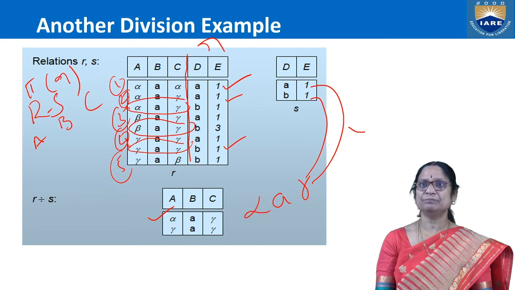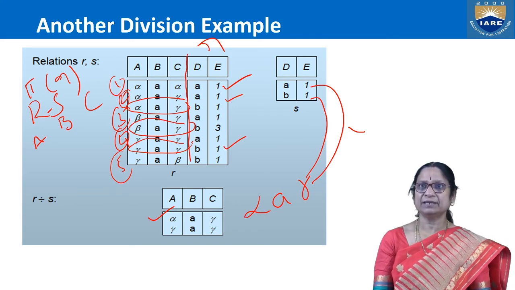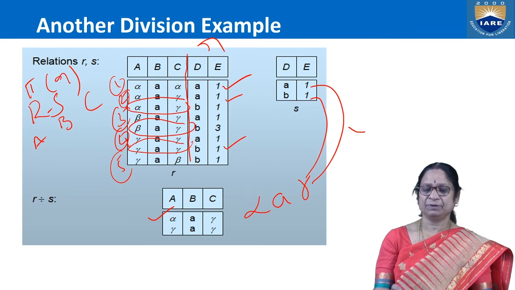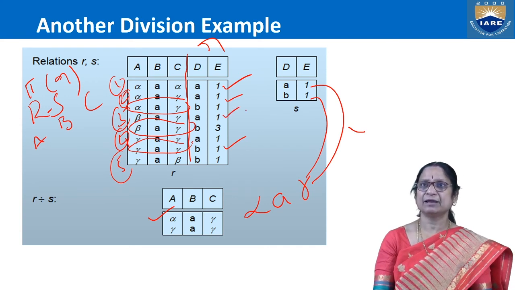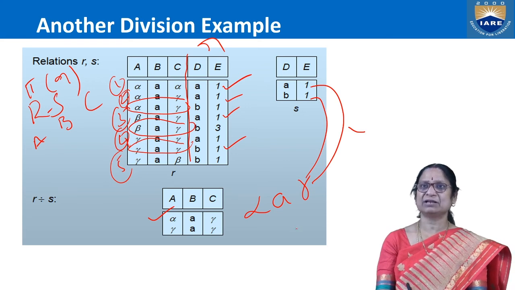What is the third tuple? Beta A gamma. Beta A gamma A1 is there, because here A1 is there. Beta A gamma B1 is not there, because beta A gamma is having B3 only, B1 is not there. So that's why the third tuple is not listed.